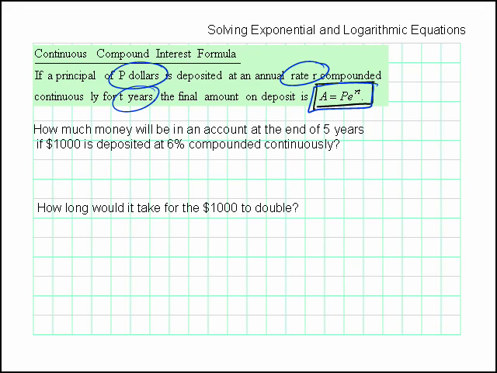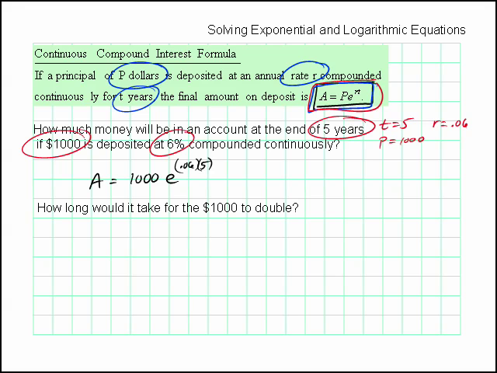Let's look at our first example. How much money will be in an account at the end of 5 years? So t equals 5. If $1,000 is deposited, that's the original amount, or the principal amount, $1,000. 6% is our interest rate. As a decimal, that's 0.06. And compounding continuously means we're going to use this formula. So A equals the principal amount P, which is 1,000, times e to the r times t, which would be 0.06 times 5. That's 1,000 e to the 0.3.